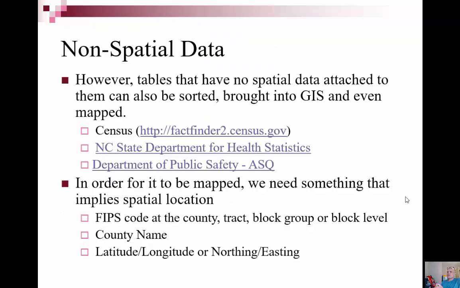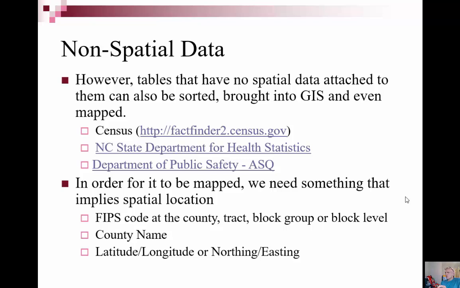And so with that, we talked about non-spatial data. Tables have no spatial data attached to them, can be sorted, brought into GIS and mapped as long as we have spatial location attached to those. So we can download lots and lots of data from the census, FactFinder 2, which is now migrated to something called SEDSI, Department for Health Statistics, Department of Public Safety. There's tons of data out there.